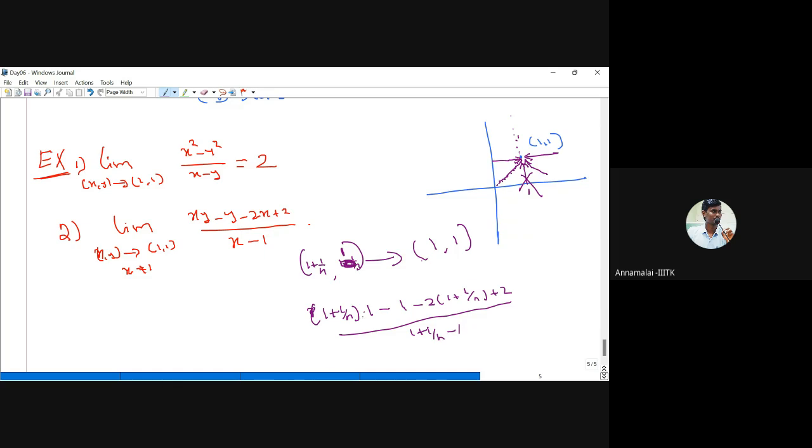If we simplify this, what will we get? The numerator is 1 plus 1 by n minus 1 minus 2 by n plus 2, whole divided by this. The 1 and 1 cancel, we get 1 by n. The 2 cancels, and this minus 1 cancels, and this gives minus 1 by n. In the denominator we get 1 by n; cancelling, we get minus 1. Therefore, if the limit exists, it should be minus 1, because along this path.